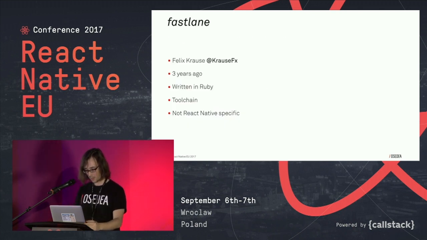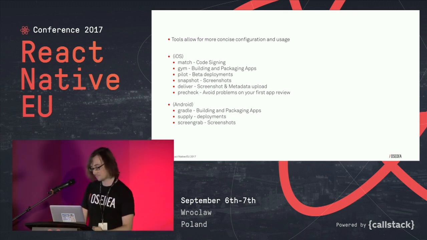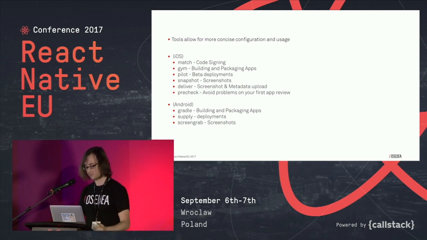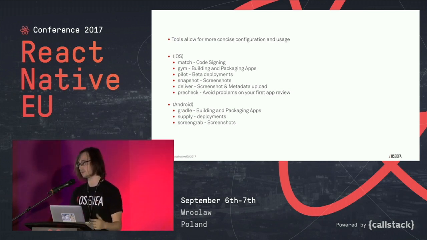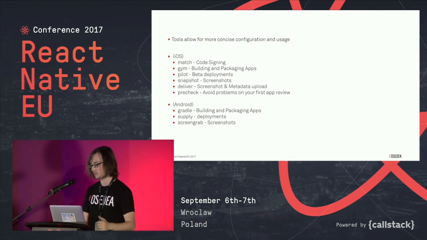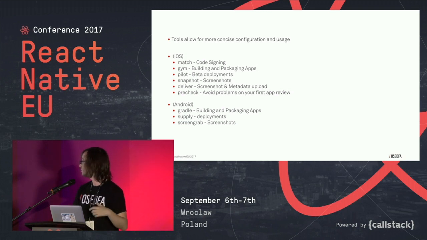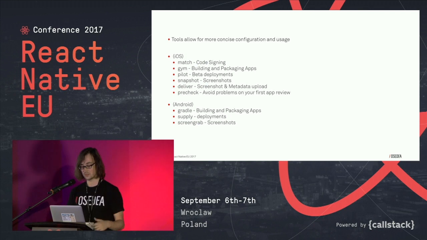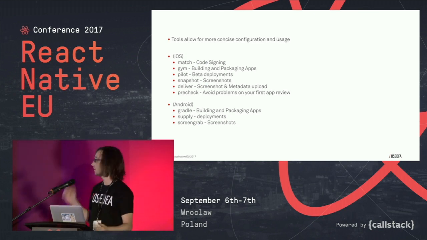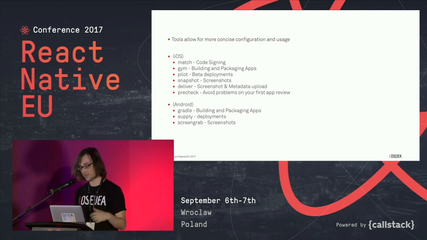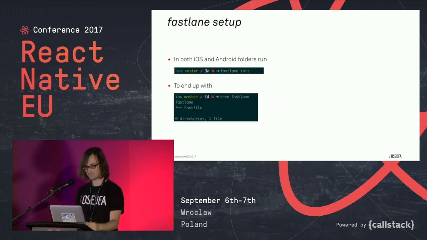OK. So Fastlane. Very simply, the Fastlane tools allow for more concise configuration and usage of the underlying mechanisms of mobile application deployment. We'll take a look at the most important tools and learn, especially when starting out, with Fastlane. For iOS, there's Match, Gym, Pilot, Snapshot, Deliver, and Precheck. For Android, we have Gradle, Supply, and Screengrab.